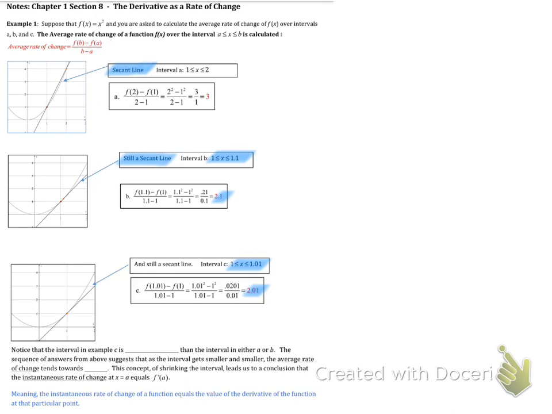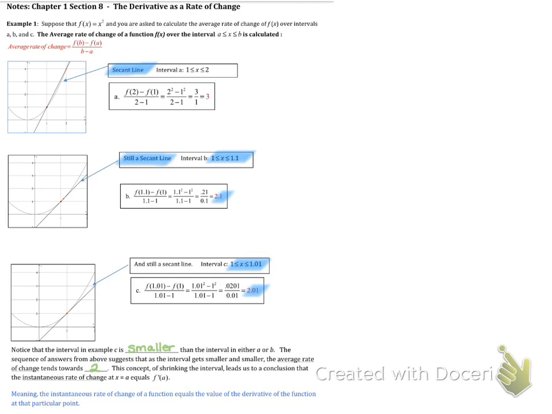So, a couple of things to note. Notice that the interval in example C is smaller than the interval in either A or B. The sequence of answers from above suggests that as the interval gets smaller and smaller, the average rate of change for this function goes towards the value 2.